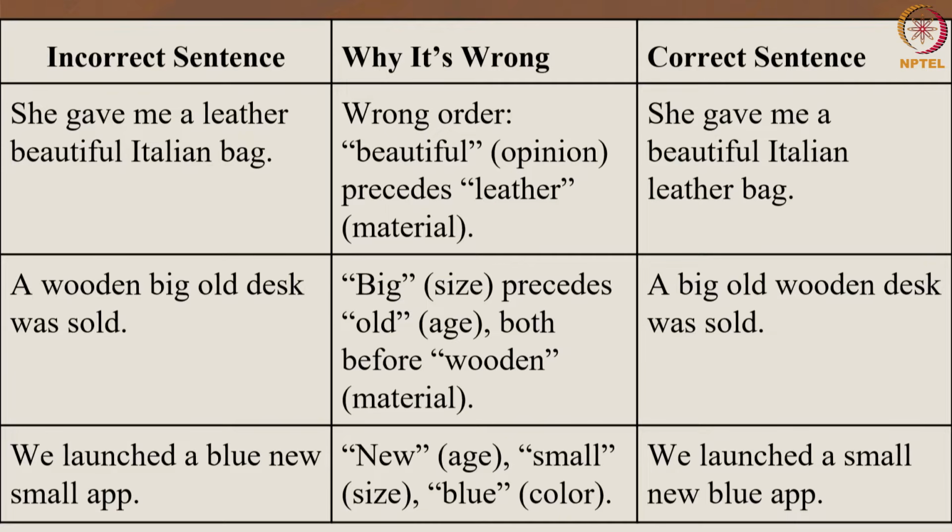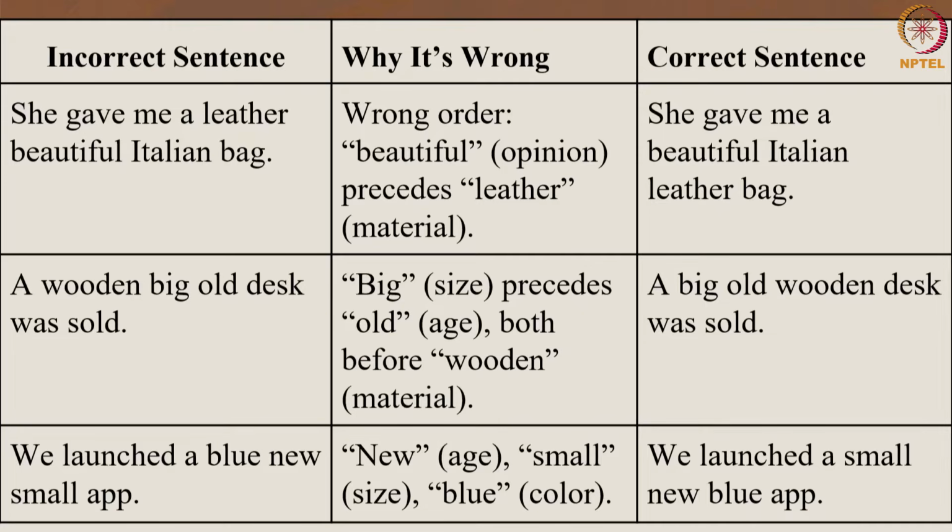Look at the first sentence. She gave me a leather, beautiful Italian bag. It's the wrong order. Beautiful is opinion. It precedes leather, which is material. So, it should be she gave me a beautiful Italian leather bag. That should be the order. Again, remember the rules of order.